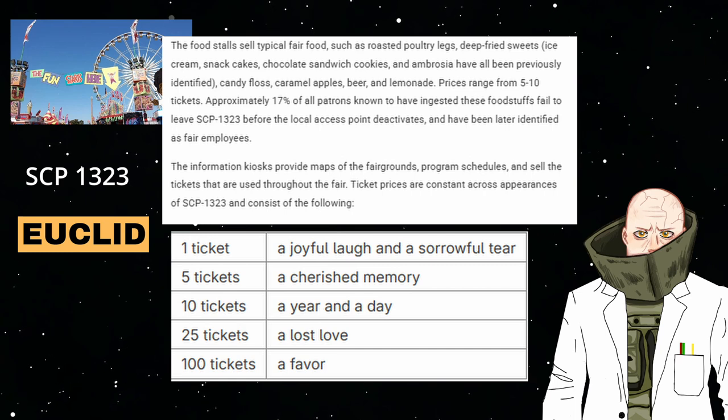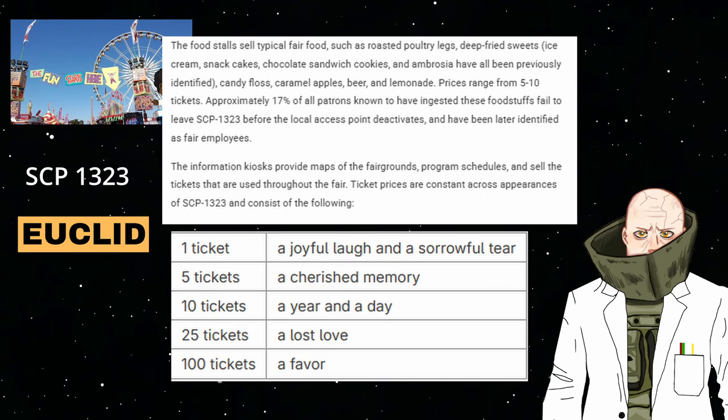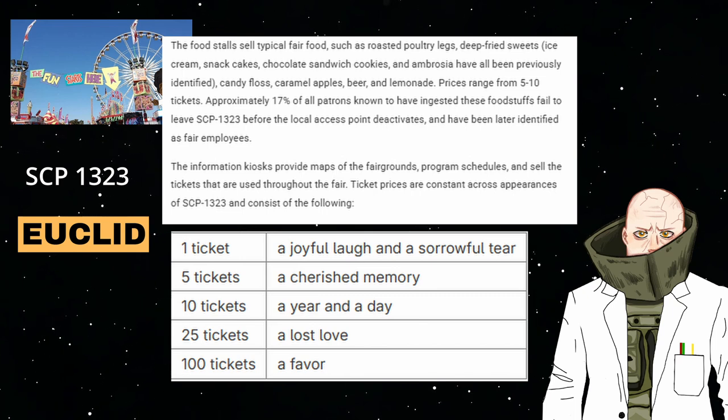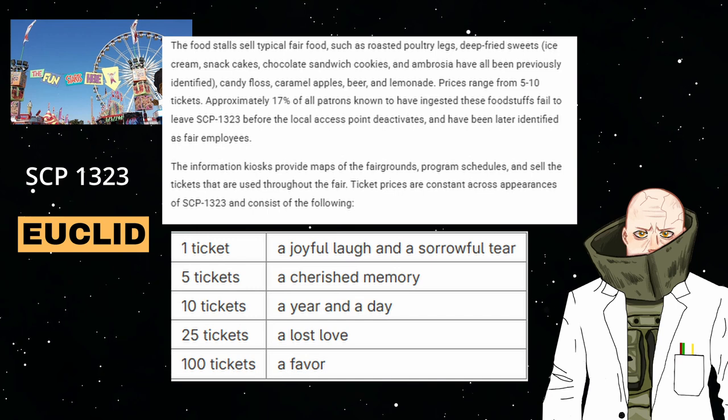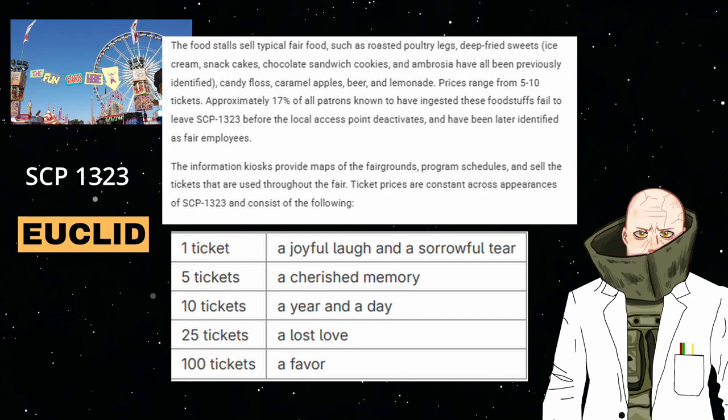Approximately 17% of all patrons known to have ingested these foodstuffs fail to leave 1323 before the local access point deactivates, and have been later identified as fair employees. The information kiosks provide maps of the fairgrounds, program schedules, and sell the tickets that are used throughout the fair.